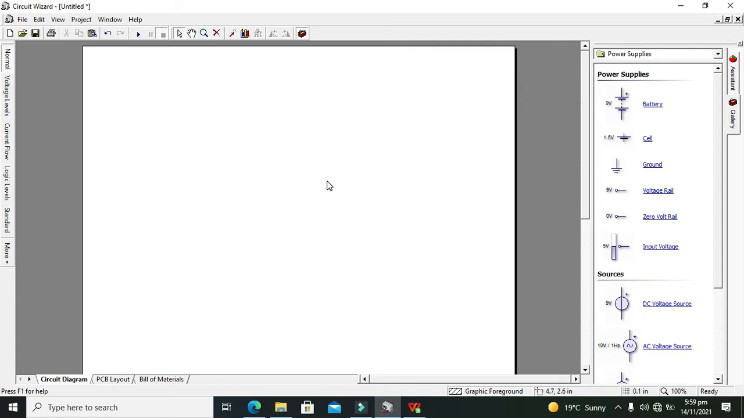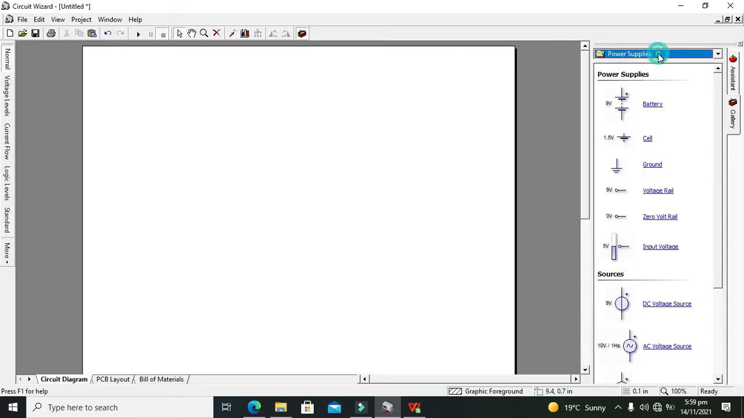Today we are going to learn how to implement Kirchhoff's Voltage Law, or KVL, within Circuit Wizard. So we are going to make a simple circuit through which we will prove whether our circuit follows KVL or not. Obviously, KVL is a law, so every circuit is going to follow this law. So let's start our simulation.